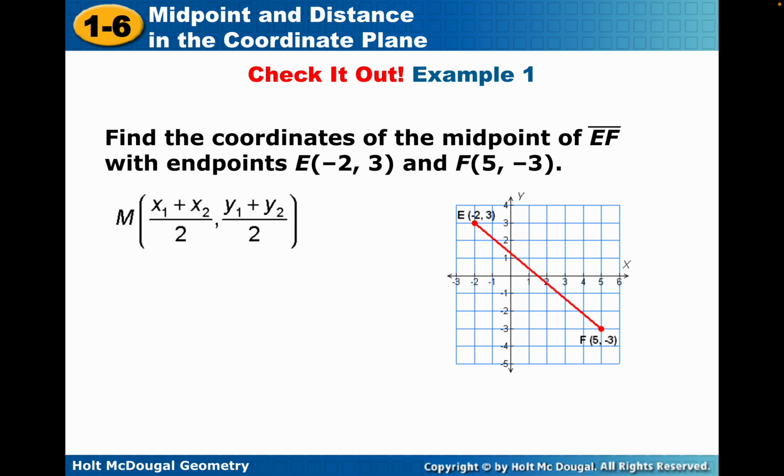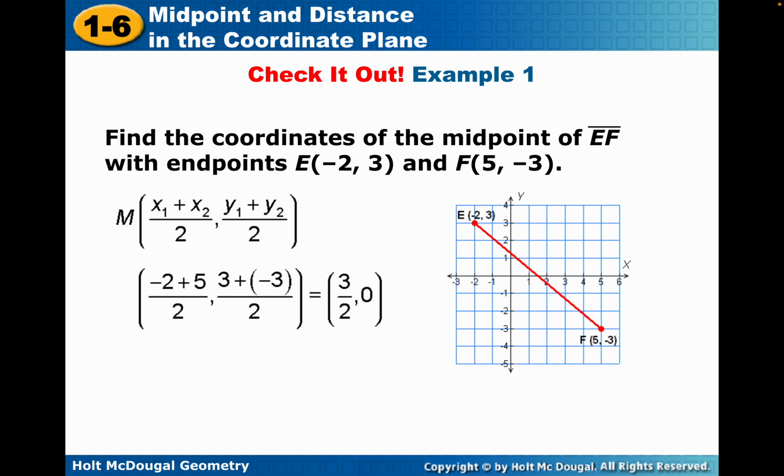As long as you're adding your y's together, then you're good. Okay, so for our x values, we have negative 2 and 5. And then our y values, we have 3 and negative 3. So it's going to look something just like this. All right. And then in this one, okay, we have negative 2 plus 5 divided by 2. We have 3 plus negative 3 divided by 2. So that gives us 3 over 2 and 0.